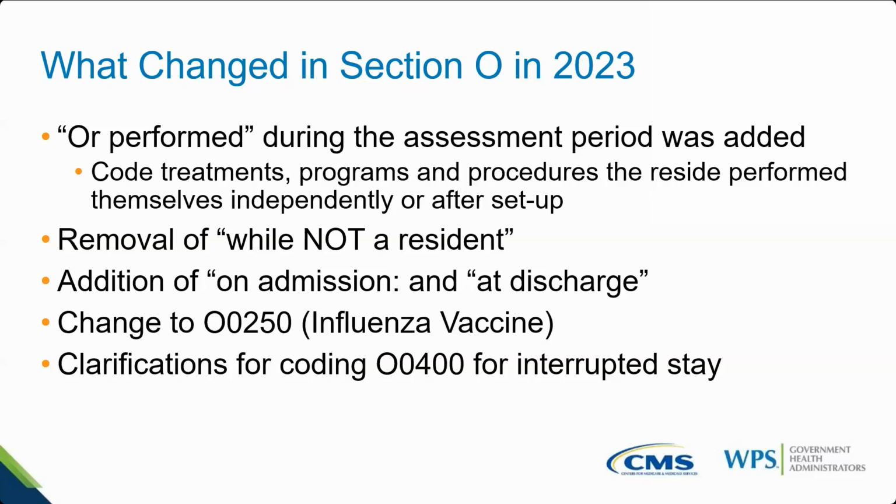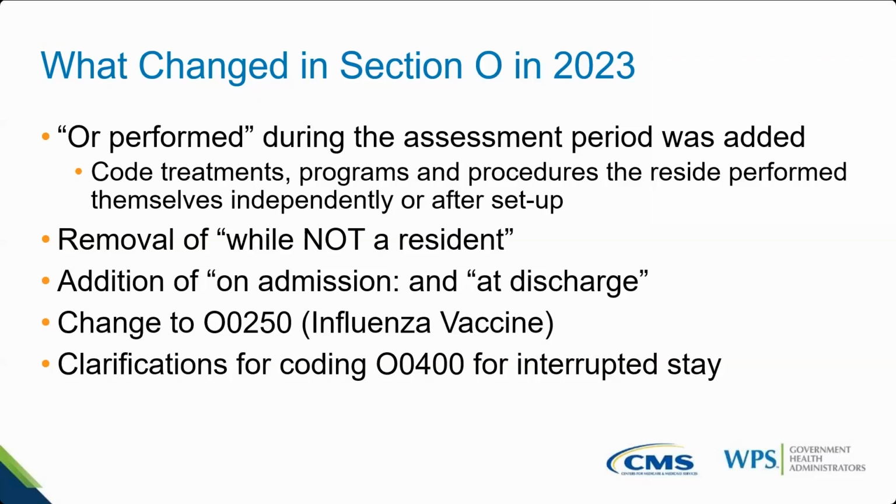Another change was a change to the O0250 influenza vaccine to include a reference for when facilities must offer residents the influenza vaccine, and some clarifications for Section O0400 therapies and the O0425 Part A therapies. There were some clarifications made that were added for the interrupted stay. So you're going to want to refer to the most recent MDS 3.0 RAI manual to ensure that you're complying with those correctly.